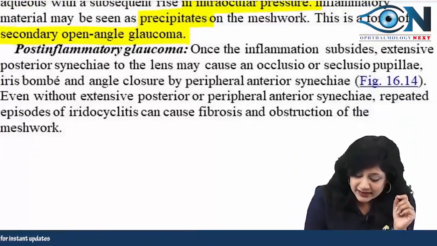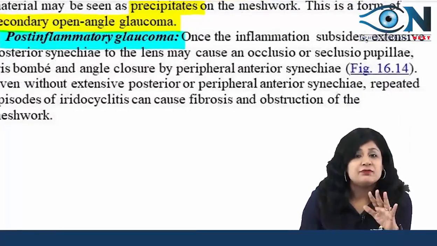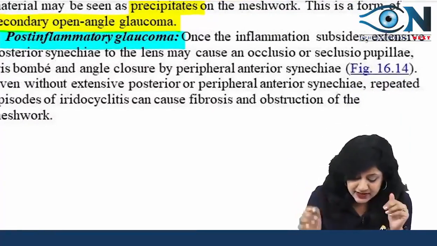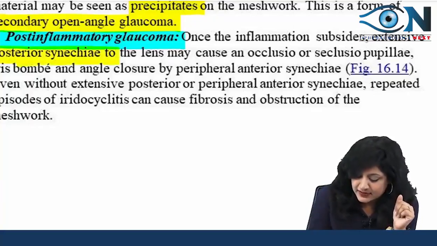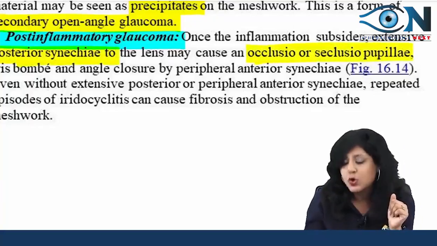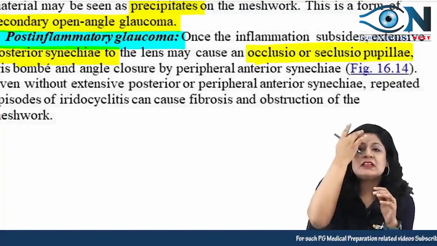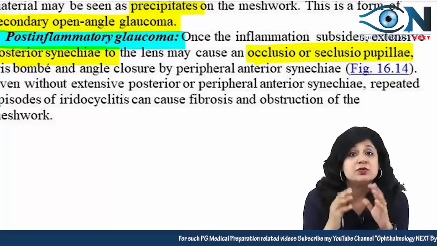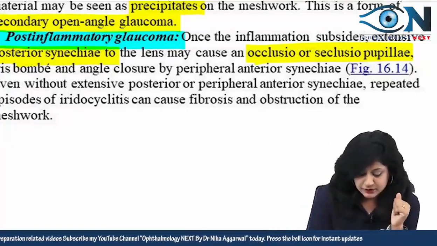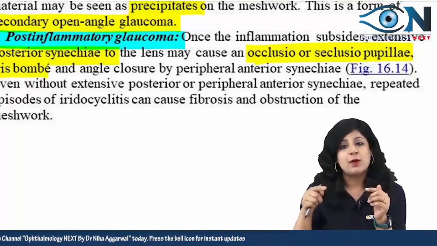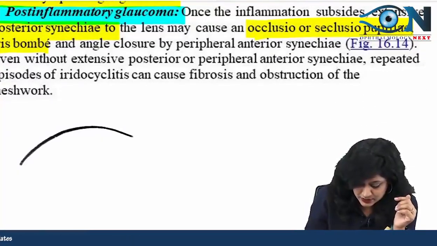Now, second entity is your post-inflammatory glaucoma. Now, once the inflammation is subsiding, right, the extensive posterior synechiae is going to take place that will cause the occlusio pupillae or the seclusio pupillae. So, whenever you are having the cases of pupillary block due to the synechiae taking place after the cases of inflammation, we will have the formation of the iris bombe and closure by the synechiae. I will explain you. It is something like this.